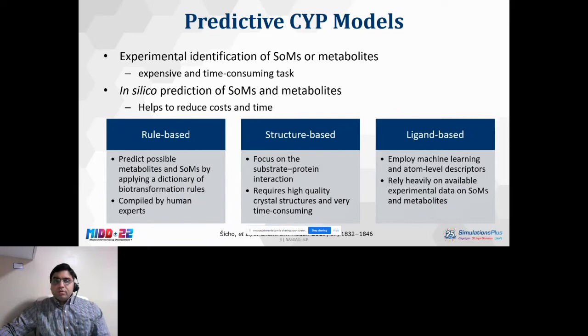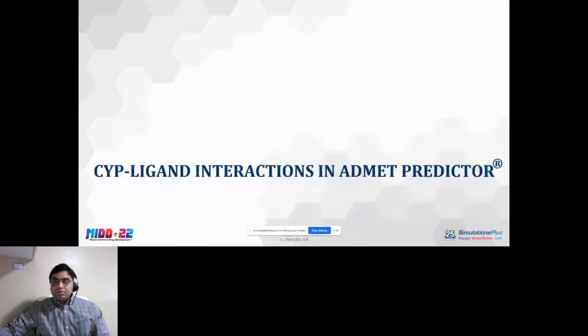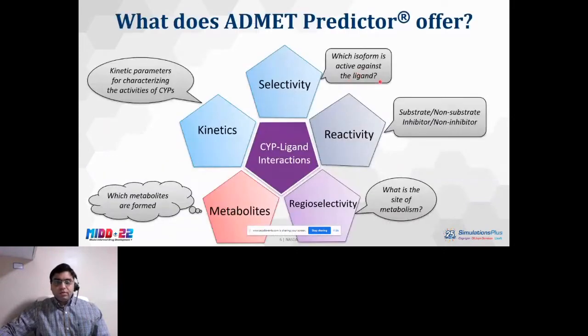Without going into more details and spending more time on the SIP introductory session, I would like to mention what are the SIP ligand interactions that we have available in ADMET Predictor. There are five different groups of properties that can be predicted using ADMET Predictor. First one is selectivity, which suggests which isoform is active against the ligand. That means if the compound is being metabolized by the CYPs, which isoform is responsible as the substrate for this metabolism, or if the compound is inhibiting the CYPs, which isoform it is going to inhibit.